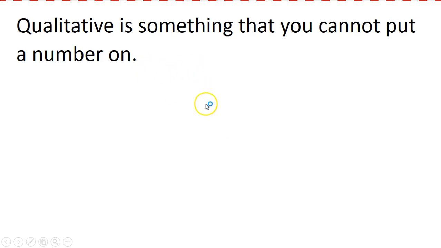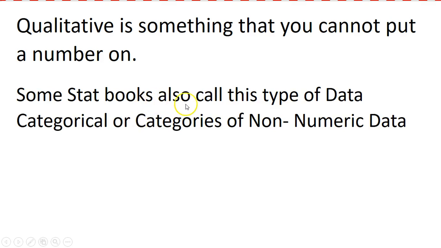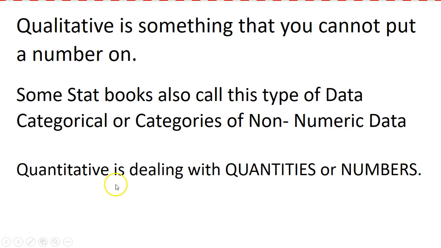Qualitative is something that you cannot put a number on, okay? So can't put a number on Democrat or Republican. You can find the number of Democrats and Republicans, but those are your frequencies. Those are the counts that come from it, okay? So some stat books also call this type categorical or categories, all right? So qualitative and categorical basically mean the same thing, all right?